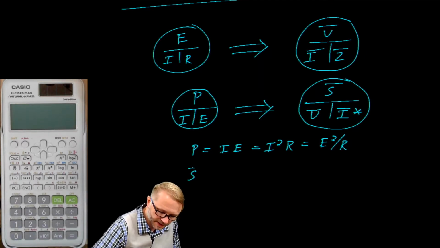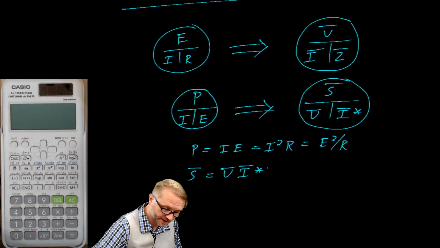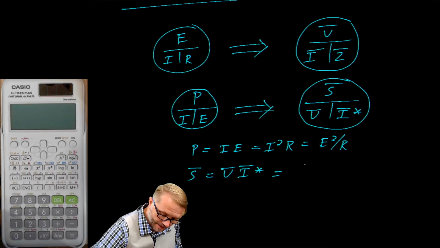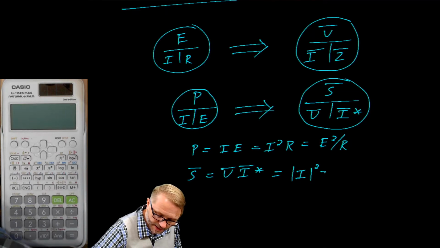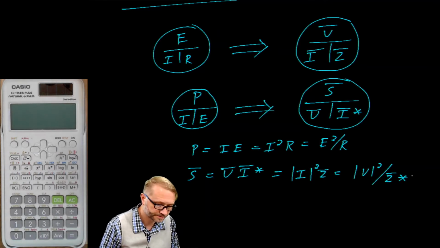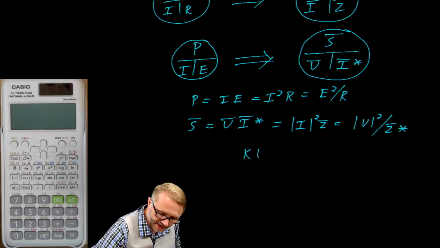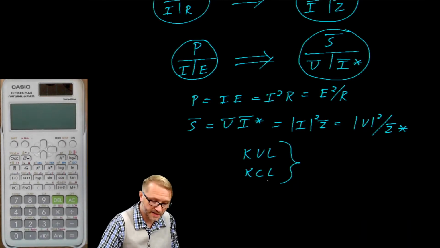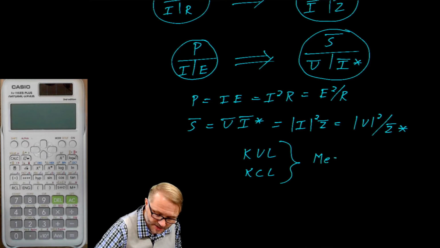In the AC world, complex power is equal to voltage vector by the complex conjugate of the current vector, which is equal to the magnitude of current squared by impedance, and is also equal to the magnitude of the voltage squared divided by the complex conjugate of the impedance. I won't go into it now, but we do know that KVL and KCL absolutely hold true between both AC and DC circuits, which means our mesh and nodal techniques would also work.